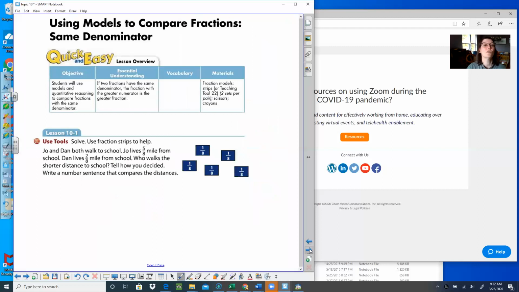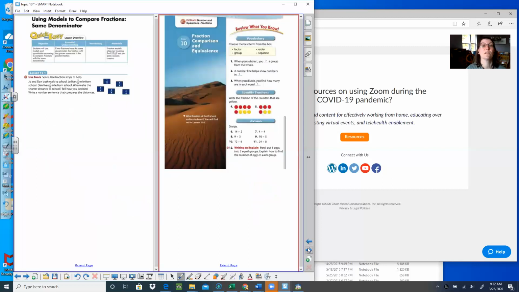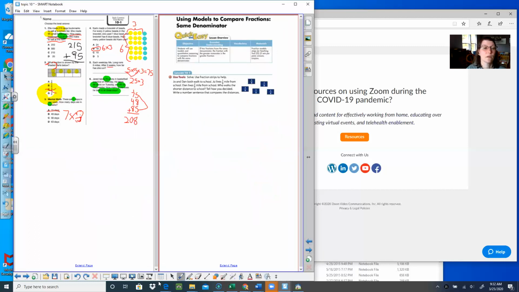Now, on to our problem of the day. So we don't have our fraction strips, so we can't use that. Let me go dual screen on this for a second and see if I have the digital fraction strips built in. Oh, bummer, I don't. Okay, I was hoping. So we'll just do what we can.